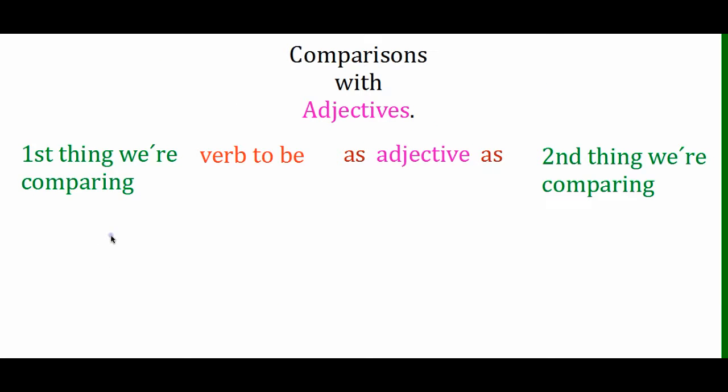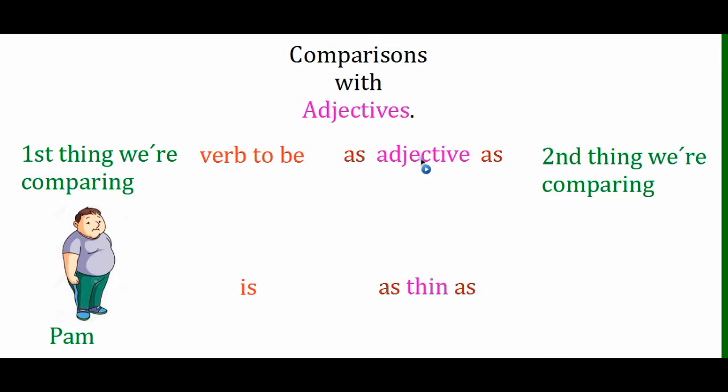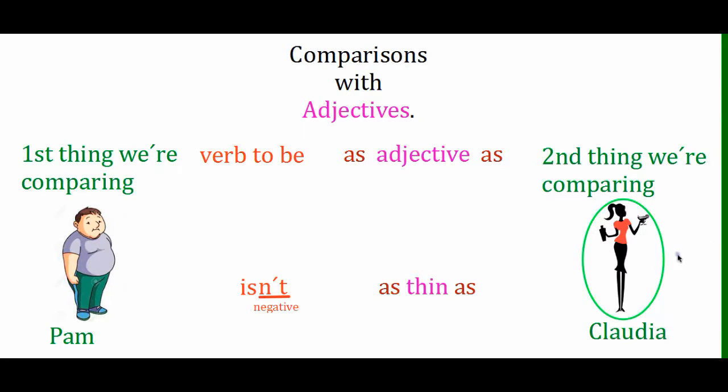So the formula is the first thing we're comparing. In this example we have Pam, the verb to be, as, adjective, as, so we have as thin as, and the second thing we're comparing, which is Claudia. So the example is Pam is as thin as Claudia. There is one problem with this example, and that is that Claudia is thinner than Pam. So remember, we need to make this into a negative. So Pam isn't as thin as Claudia. Claudia is thinner.